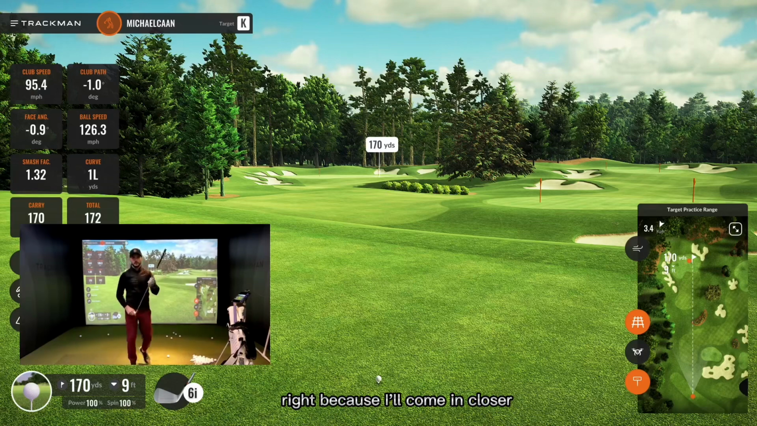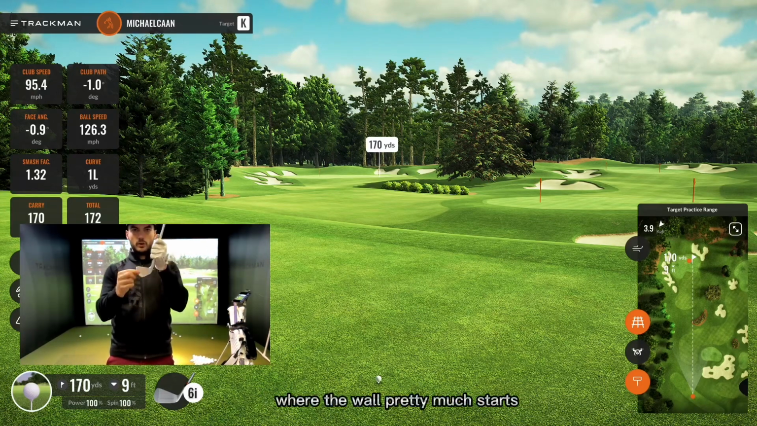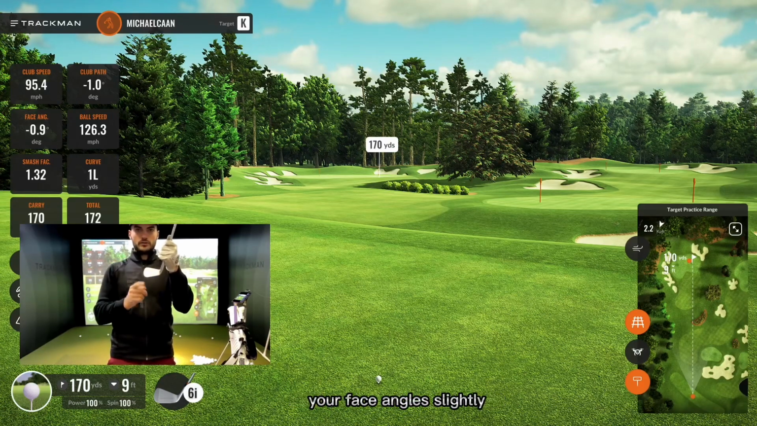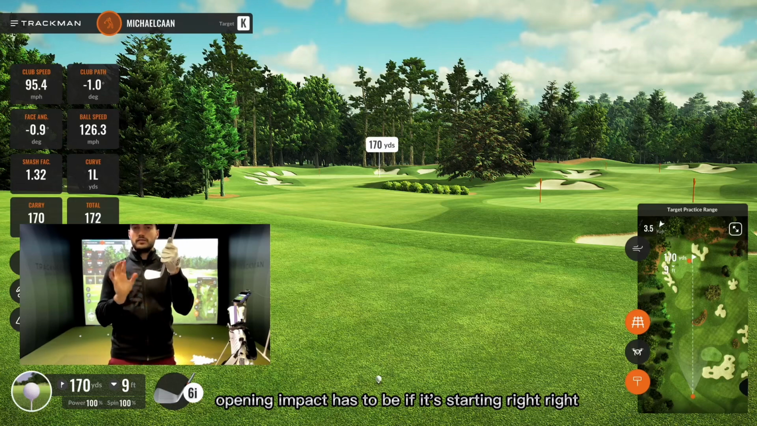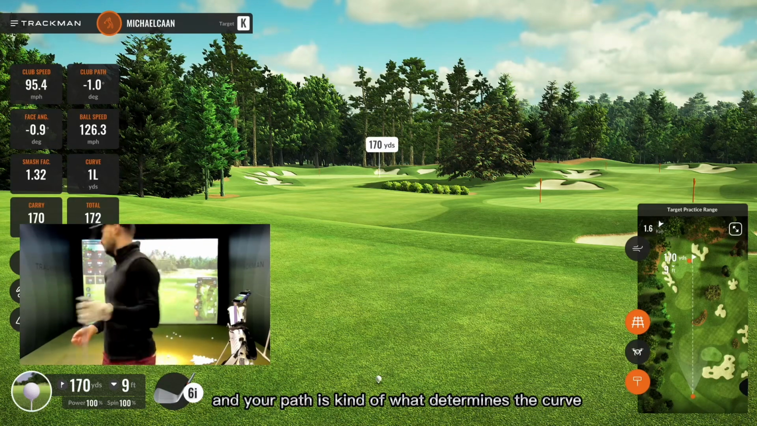Because I'll come in closer. Basically, your face angle determines where the ball pretty much starts, like 80% of it. So if you're hitting shots right, if your face angle is slightly open at impact, it has to be if it's starting right and going right, and your path is kind of what determines the curve, right?